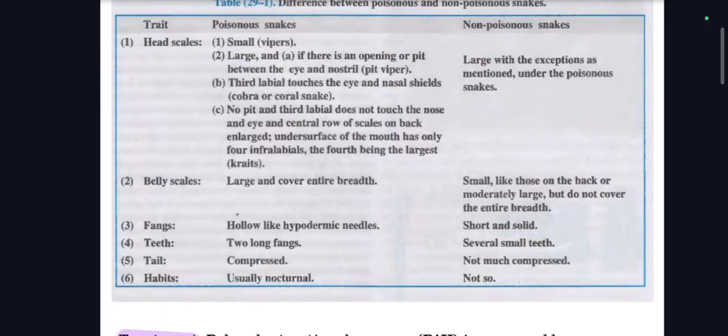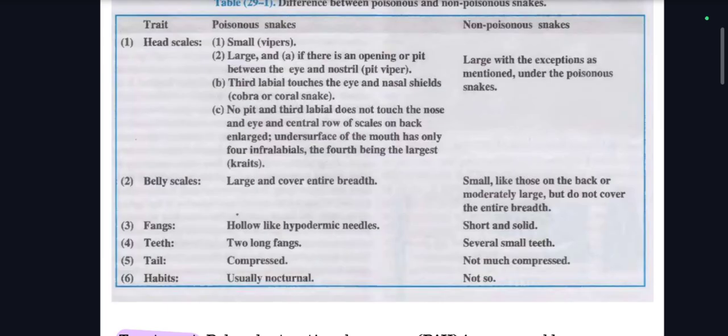Now what are the belly scales? Large and over the entire breadth. The entire breadth you are going to find the belly scales in poisonous. But in non-poisonous, they are small like those on the back or moderately large but do not cover the entire breadth. Remember, this is a differentiating point. Entire breadth, no entire breadth.